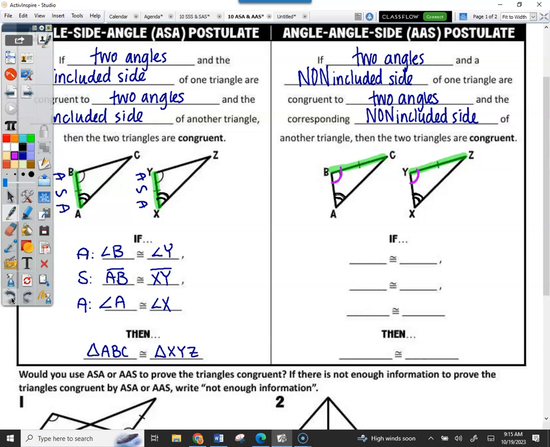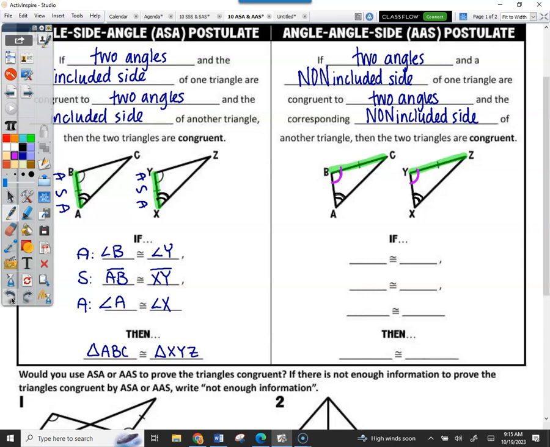Included means, think back to the other sheet. When you make the peace sign, the angle that is in between your two fingers is included. Here, angle B is only touching the green. Angle A is not touching it. So angle A is considered non-included. All right, but everything else is the same.